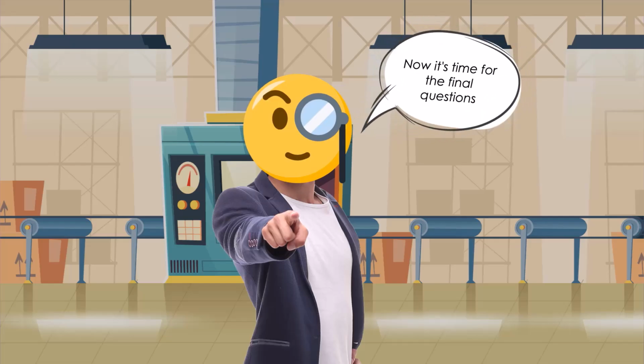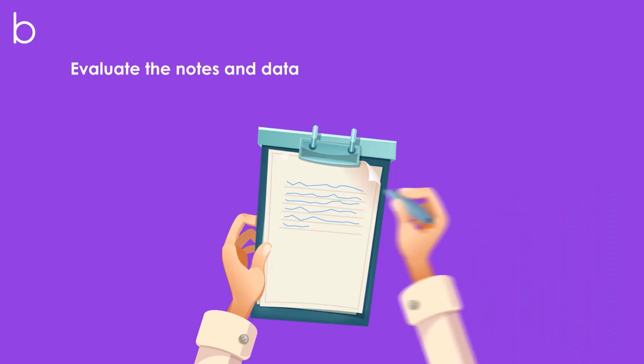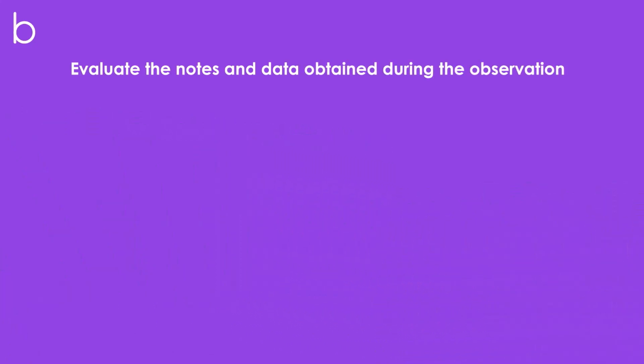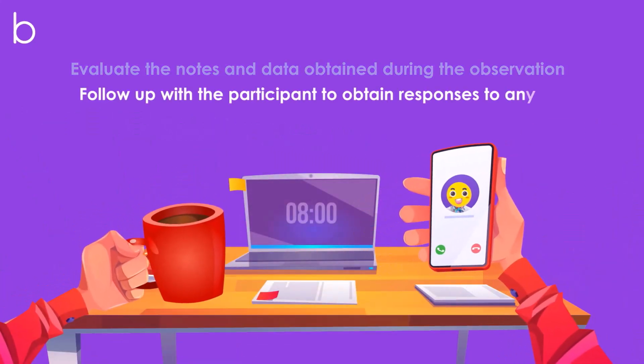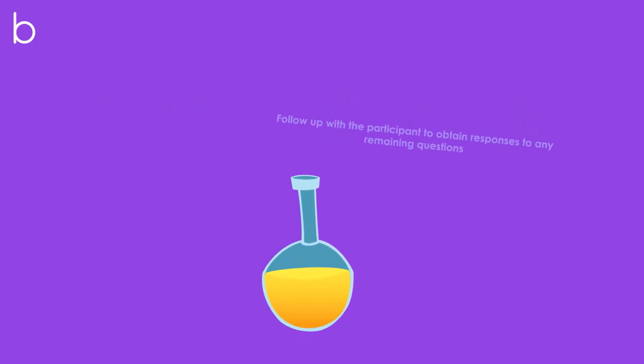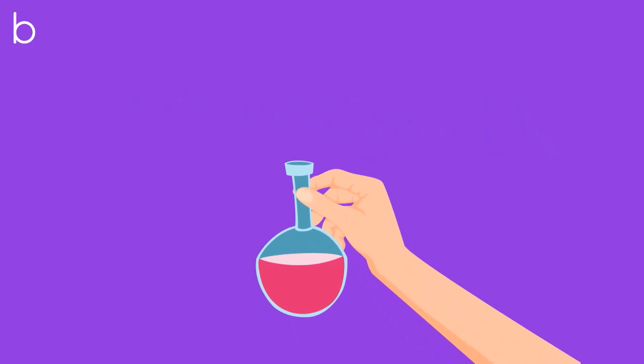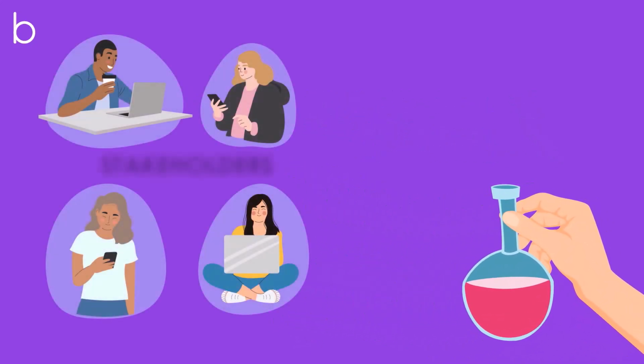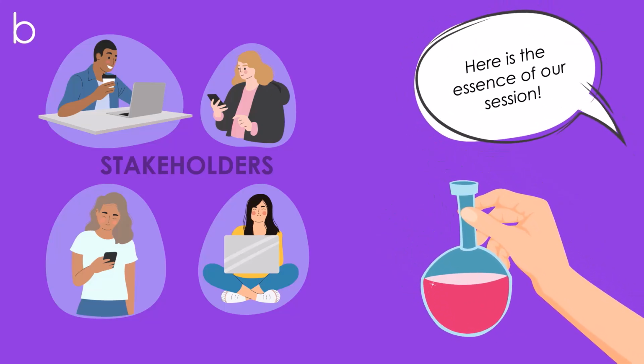After the observation session, the business analysts should evaluate the notes and data obtained during the observation, and then follow up with the participant to obtain responses to any remaining questions. Next, the information collected is compiled, condensed, and scrutinized concerning the session's objectives. Then, any organizational requirements and possibilities for enhancement are conveyed to the relevant stakeholders.